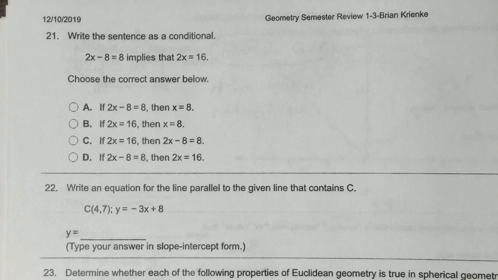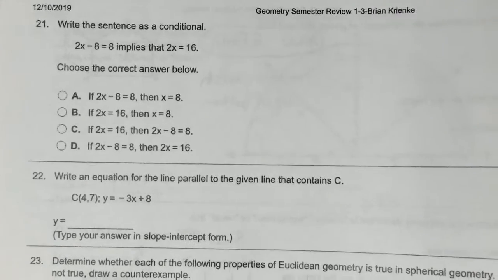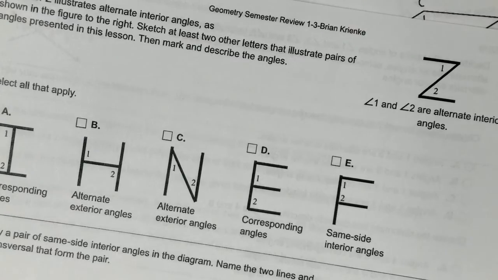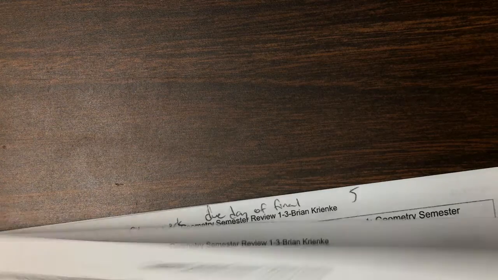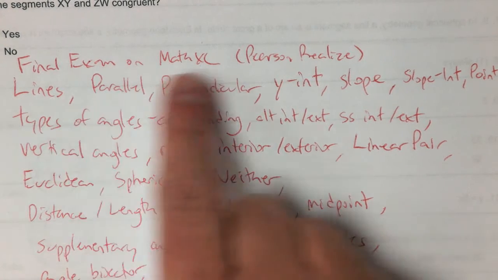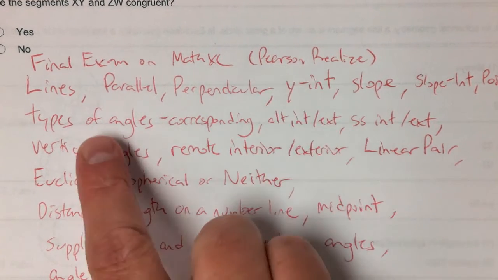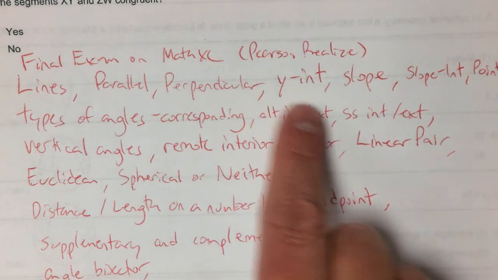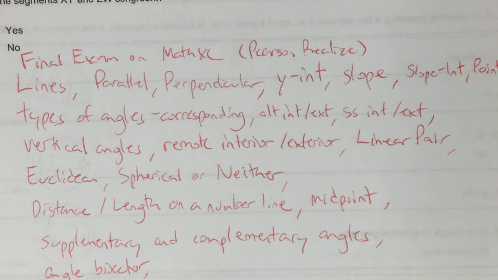Okay, now we're going to continue going over the final. Remember, you can look at Google Classroom for your list of questions, like I just showed you, that could be on the test. It's also, I basically typed what I hand wrote here, but your final's on Pearson Realize. It's on lines, parallel, perpendicular, and so forth. All that list that I showed you all, that I typed.